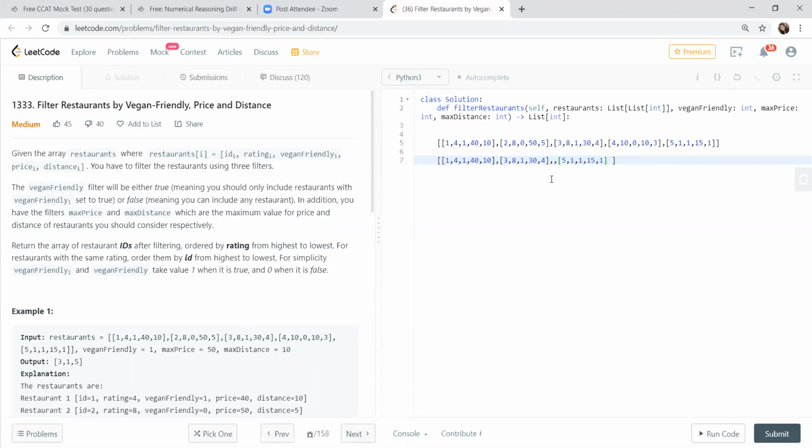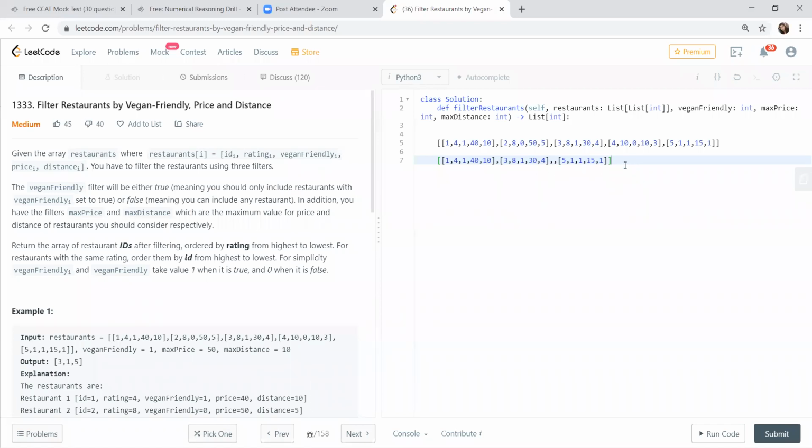So first of all, if we want to filter on the basis of max price, all the restaurants which have less than 50, yeah, they are less than 50. So this is 40, 30 and 15. Then distance should be less than 10. So this is 10, this is 4, and this is 1. But I think, yeah, this would be fine.